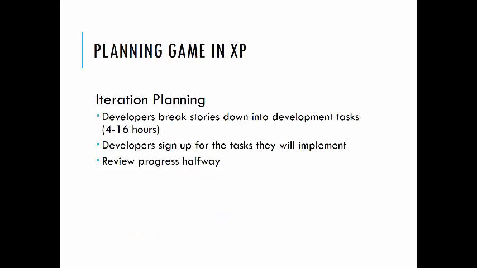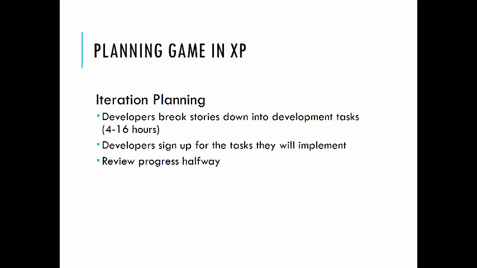For XP, Extreme Programming, iteration planning, the developers break down the stories into development tasks that take 4 to 16 hours. They then sign up for the tasks they will implement and review the progress halfway. This should be an experienced team. The other thing is no one is going to grab the cruddy task, and it can't be assigned to anyone by the project manager, at least in theory. So that's one of the things you have to account for. Breaking these down into equal atomic tasks is important. Anyway, you have to estimate completion time and number of hours.